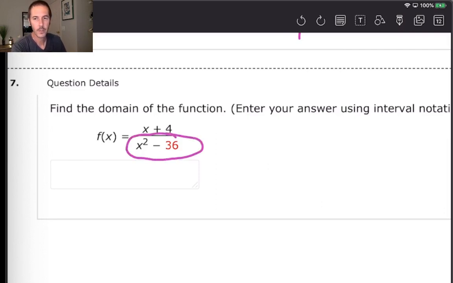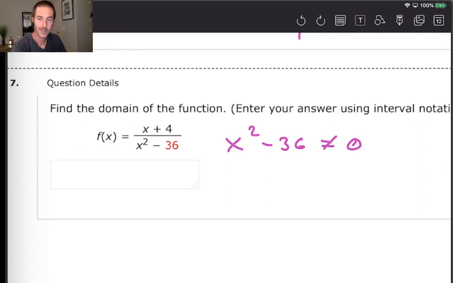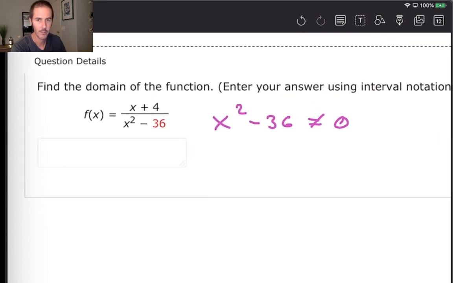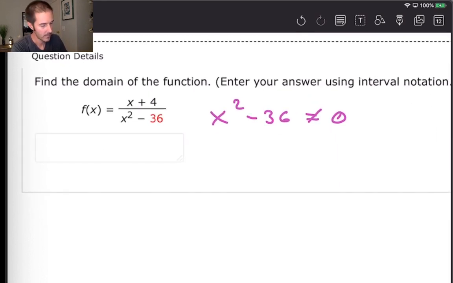We don't want the denominator to equal 0, because if it does, you've got division by 0. We don't like that. We want x squared minus 36 to not equal 0. And we can solve this does not equal equation. I don't want to call it an inequality, but I suppose it still is an inequality. If I add, my pen is just super malfunctioning, sorry.